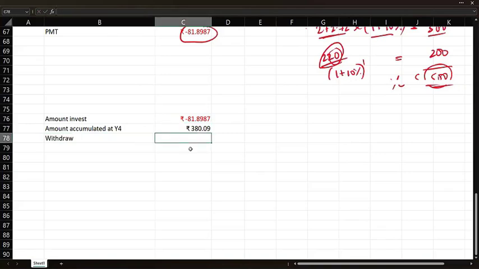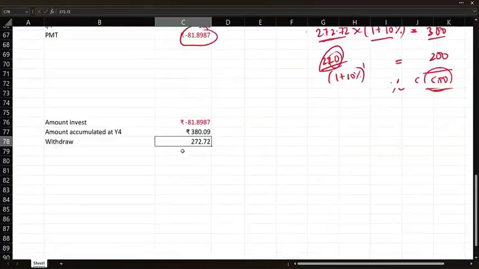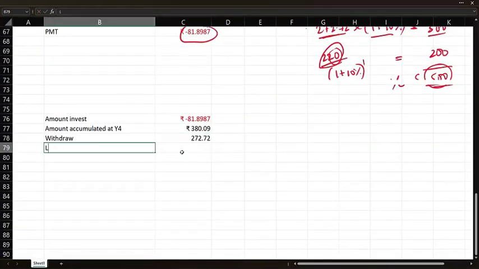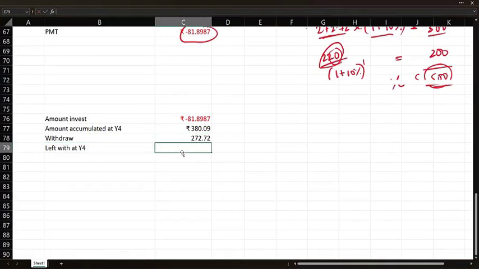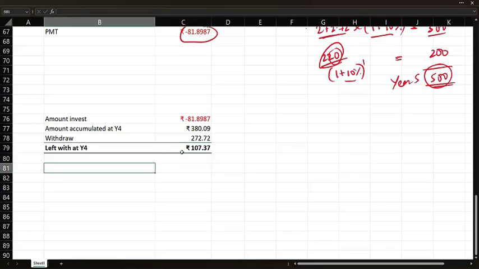You are supposed to withdraw how much out of it? 272.72, right? That is what I have worked out. 272.72 is what you are going to withdraw. So how much are you left with at the end of year 4? Out of this, you have spent this much, so you are left with 107 at the end of year 4, right? But now this money will keep on growing. You have not exited the plan.